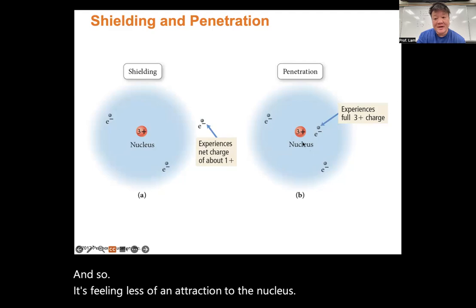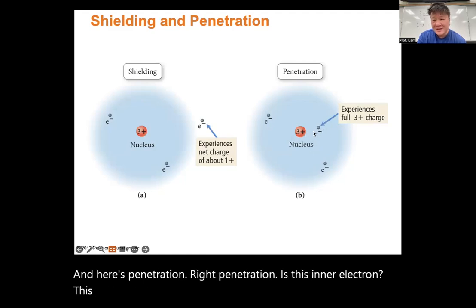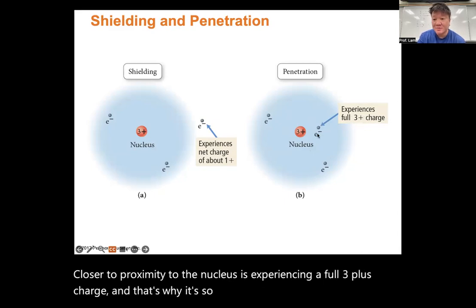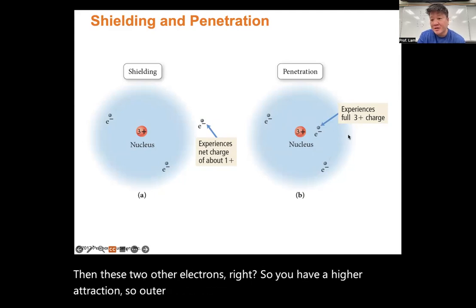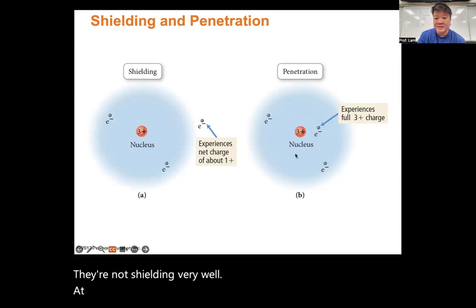And here's penetration, right? Penetration is this inner electron, this electron that is inside, closer in proximity to the nucleus, is experiencing a full 3 plus charge, and that's why it's so much more stable than these 2 other electrons, right? So you have a higher attraction. So outer electrons, they're not shielding, right? They're not shielding at all, actually, right?